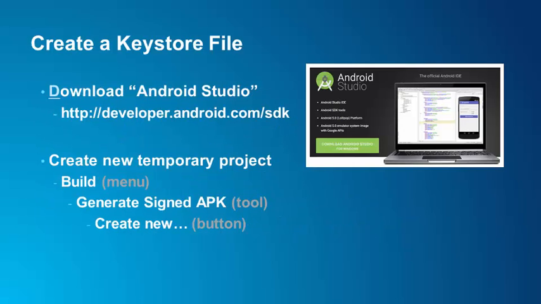If you search around the web, you may find various ways of creating Keystore files. But for this demonstration, we're going to use Android Studio and the tools there that help us create a new Keystore file. So we're going to create a temporary project, open the Build menu, click on the Generate Signed APK tool, and create a new Keystore file. Let's see how this is done.